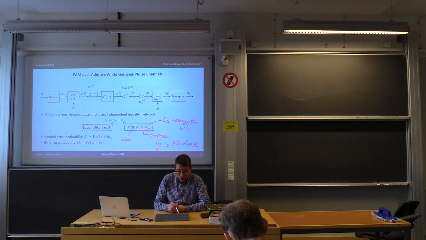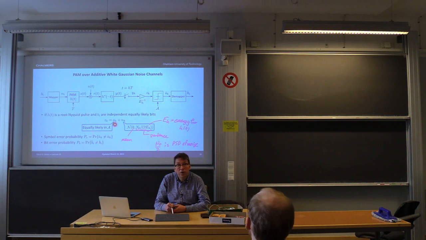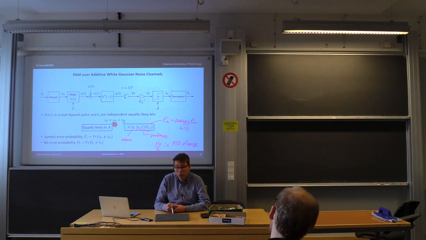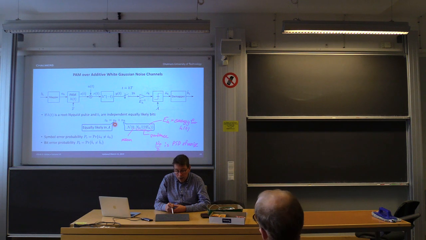All right, and then once we know what the input to the slicer is, it's what we transmitted plus some noise. We make a random assumption about the data that we transmit. If the bits we transmit are independent and equally likely bits, which is almost always the common assumption, then all amplitudes are equally likely. The amplitudes take on values in this script A, or curly A set, the symbol alphabet.